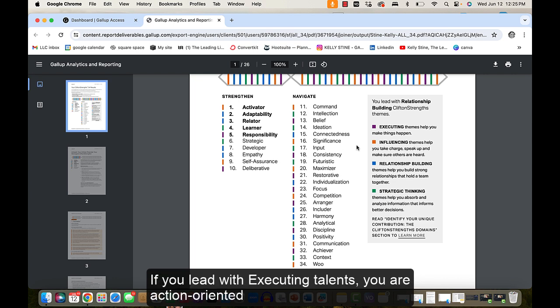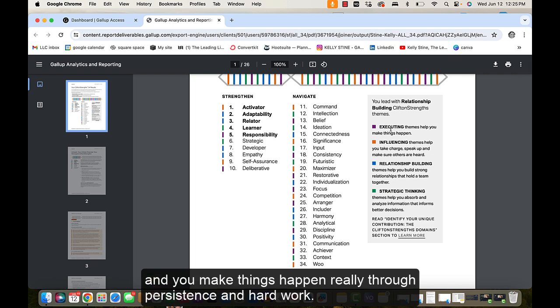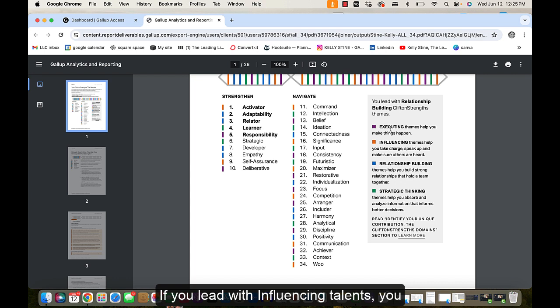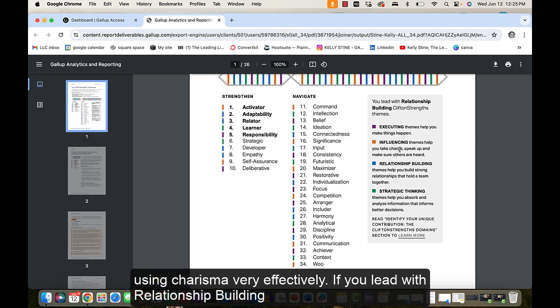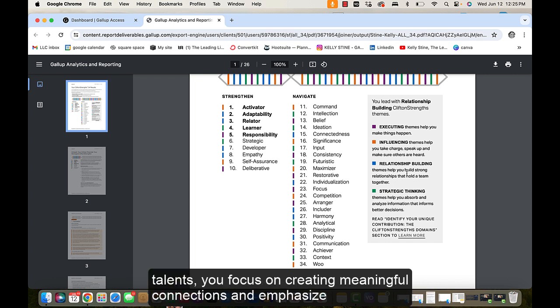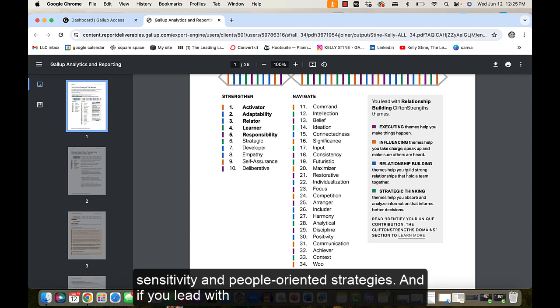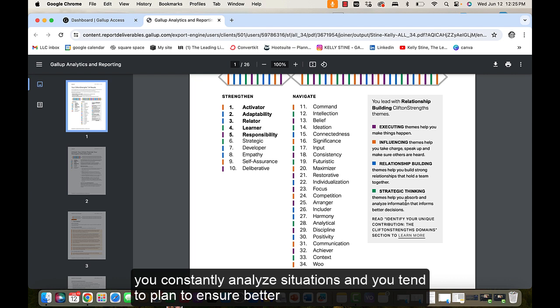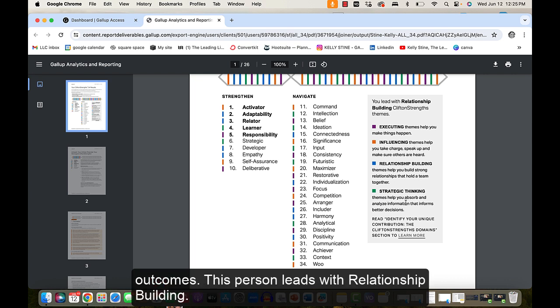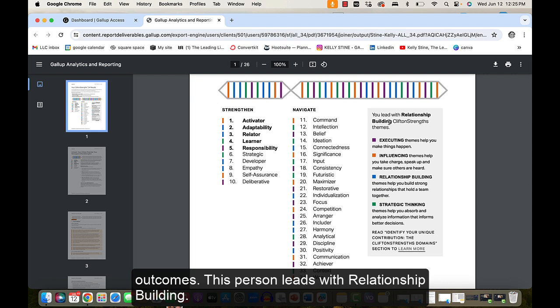So for example, if you lead with executing talents, you are action-oriented, you make things happen really through persistence and hard work. If you lead with influencing talents, you excel in persuading others and spreading impactful messages using charisma very effectively. If you lead with relationship building talents, you focus on creating meaningful connections and emphasize sensitivity and people-oriented strategies. And if you lead with strategic thinking, you are probably a visionary thinker. You constantly analyze situations and you tend to plan to ensure better outcomes. This person leads with relationship building.